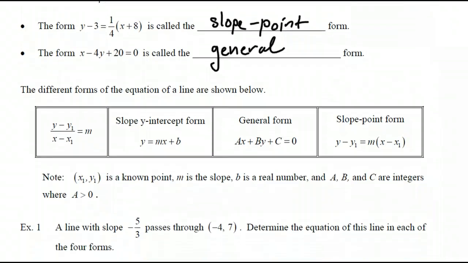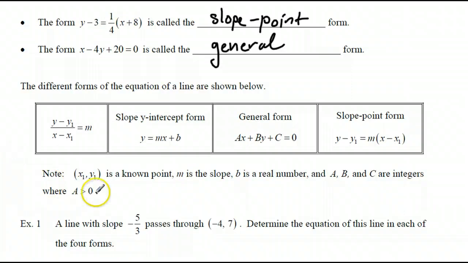Note x1, y1 is a known point, right? That's the point that we know. That's the 3, 2 or the 5, 7. M is the slope of the line. B is a real number. And A, B, and C are integers where A is greater than 0. Okay, so that applies to everything in this table here. This one only has the A, B, C. This has M, this has M, this has M, this has x1, y1, this has x1, y1, and this just has B.